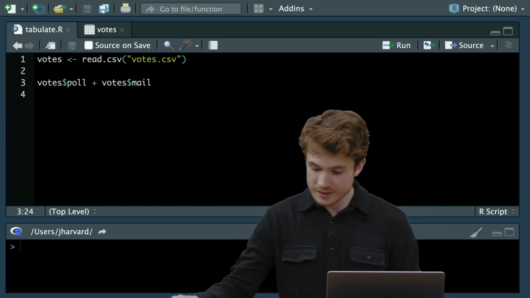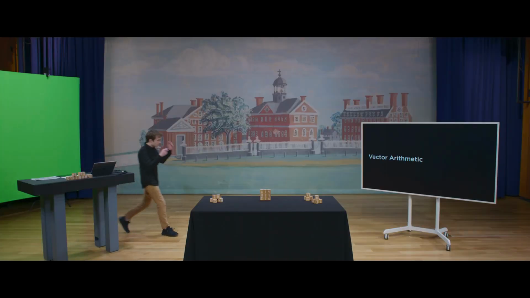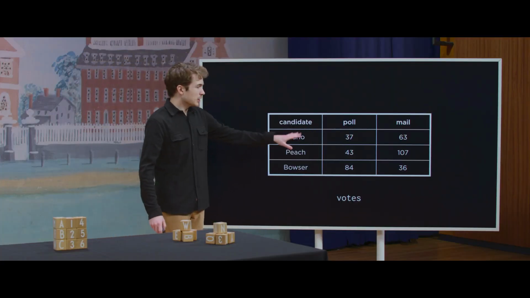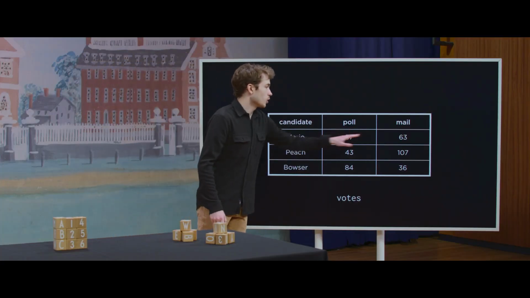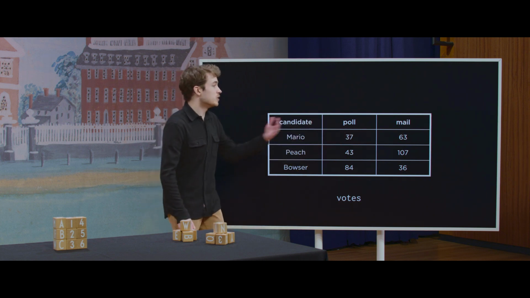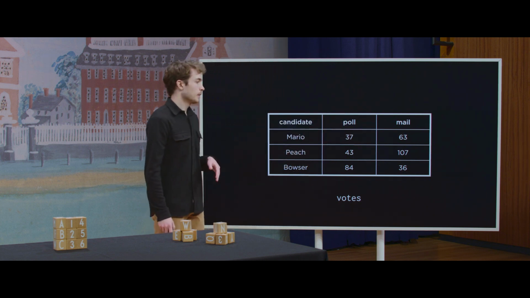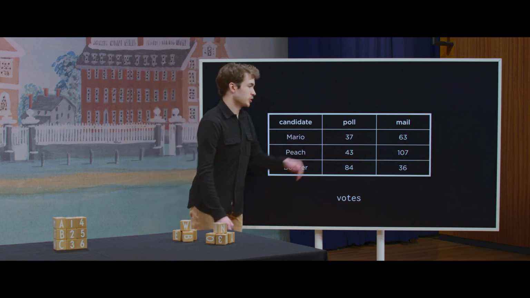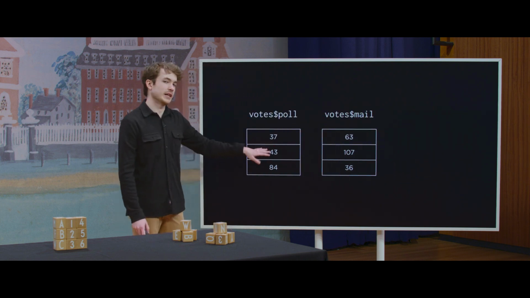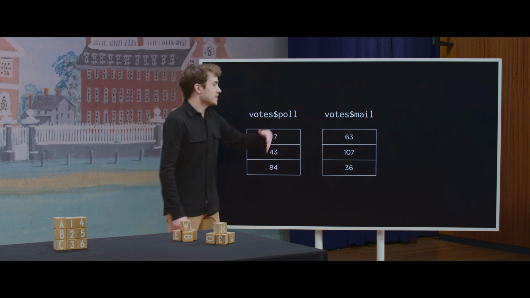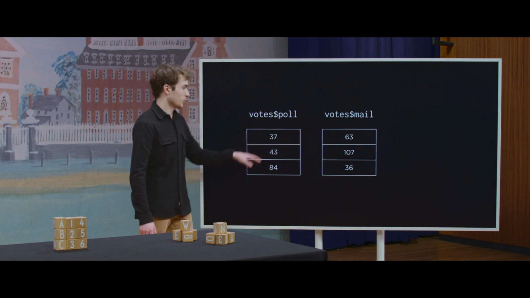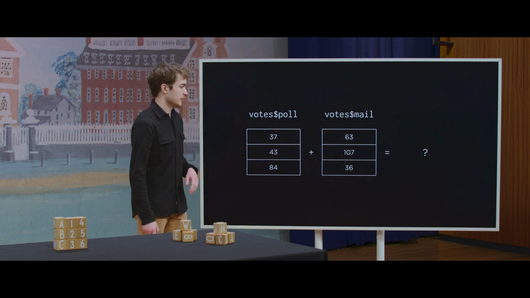So we said we had this idea of vector arithmetic. And here again is our data frame. So I want to effectively sum up these 2 columns and return to myself a new total for each candidate, for every row, in fact, that I have. Well, to do that, I can take out these 2 vectors, poll and mail, and think of them separately now. Now I want to add these together, like we said. 37 plus 63, that's Mario's votes. 43 plus 107, that's Peach's votes. Well, to add these, I could use the plus sign, just like this.